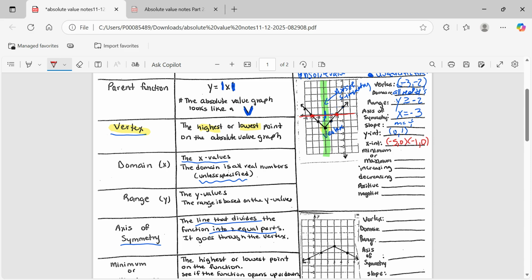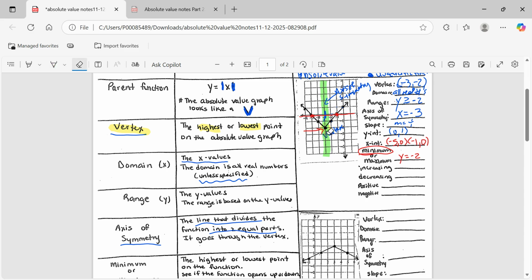I'm going to look, do I have a maximum or minimum? Well, if I look at this V, there is a low point down here. Remember, that vertex is going to tell us that. It's not high in the air, it's down below. So there's going to be a minimum here, and the minimum is going to be at y equals -2. That is the lowest part of this function.